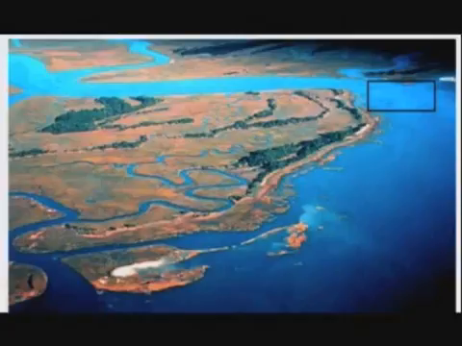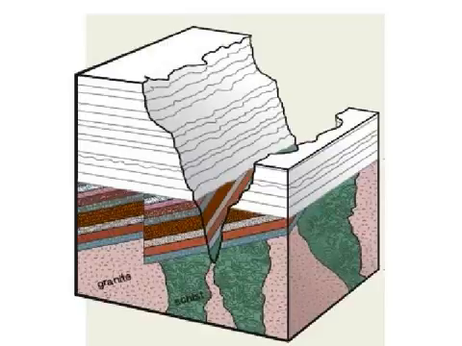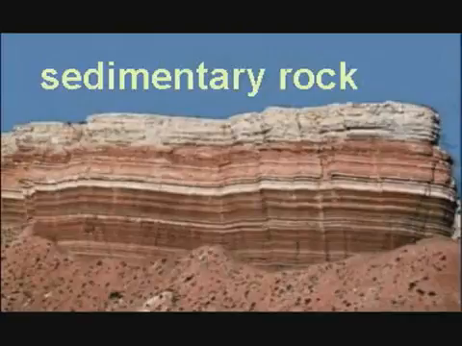In this river delta, you see these streams and rivers carrying sand, silt, and rocks to the ocean. As these particles get deposited into layers and are buried, pressure and temperature turn them into sedimentary rock.